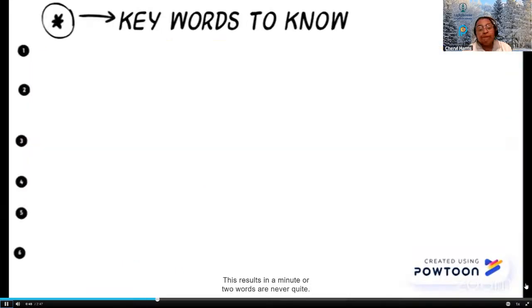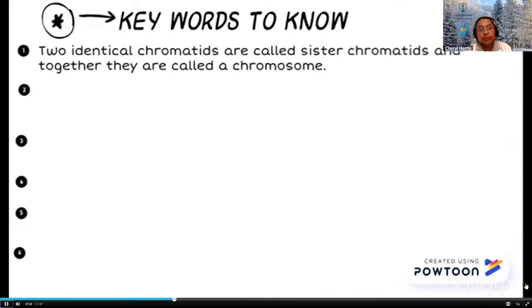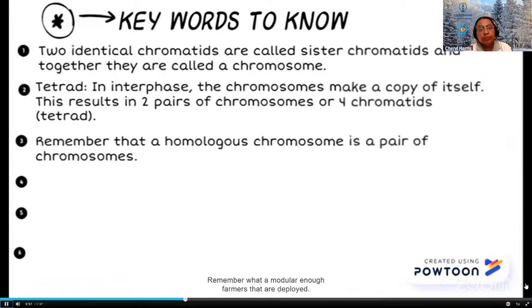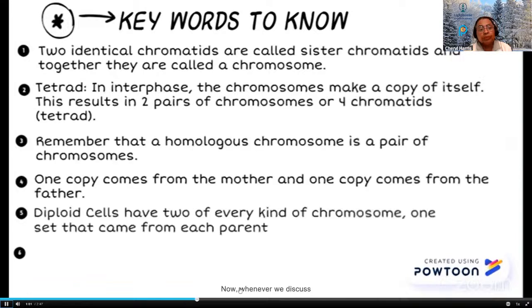Take a minute to look at these keywords. Remember what sister chromatids are. Review what a tetrad is. Remember what homologous chromosomes are. Look at diploid cells and haploid cells.